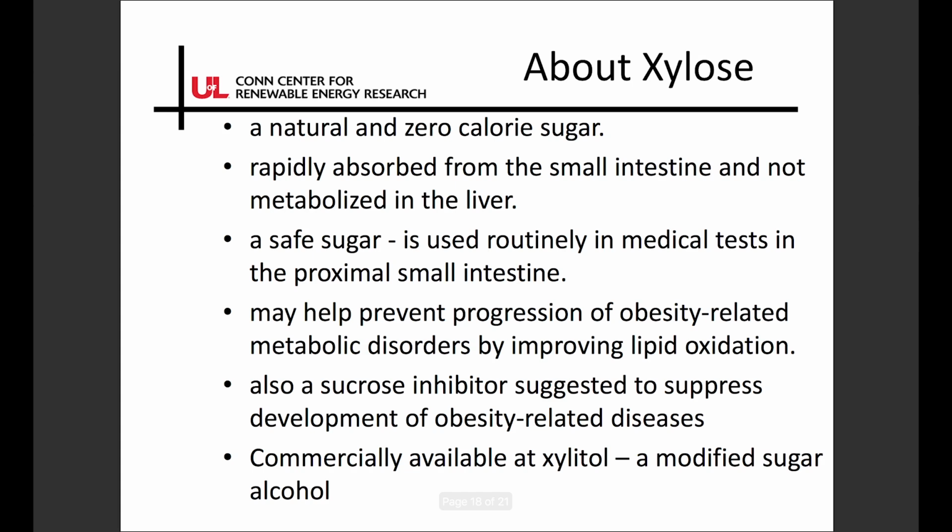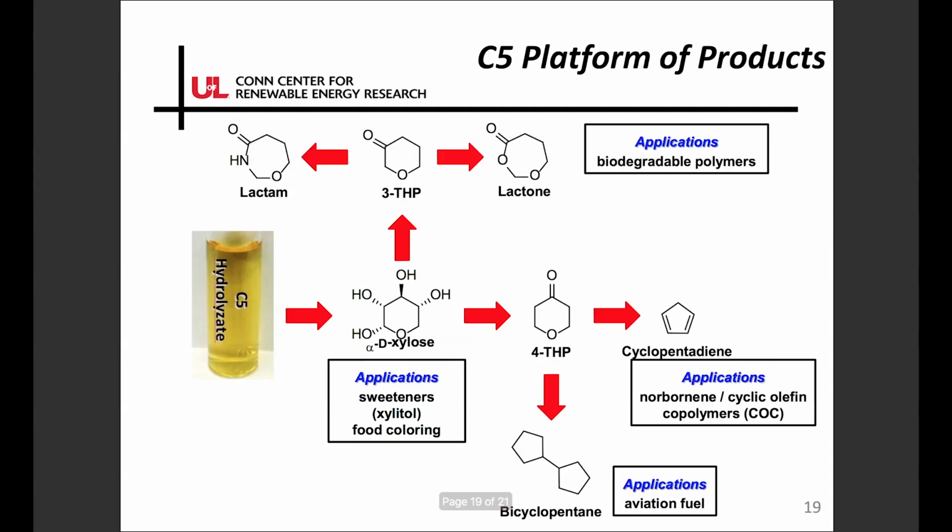As I said, this is about $1.70 a pound, and currently it's used to make xylitol, which is a polyol, a modified sugar. But xylose as a sugar itself doesn't metabolize in the body, and obesity-wise and diabetes-wise it has been shown to be very effective. It's used as xylitol, but we are trying to use it for food and consumer applications.